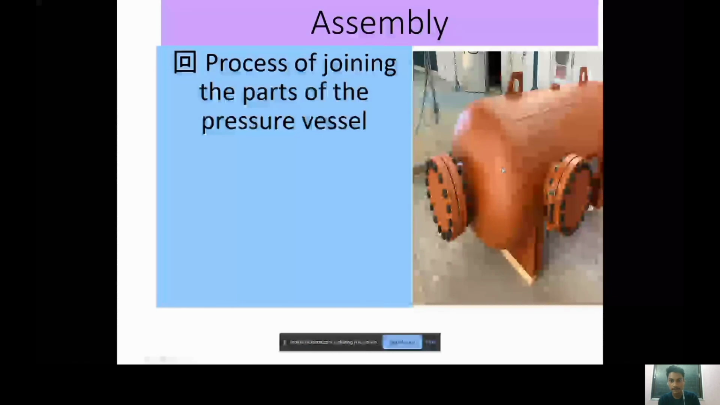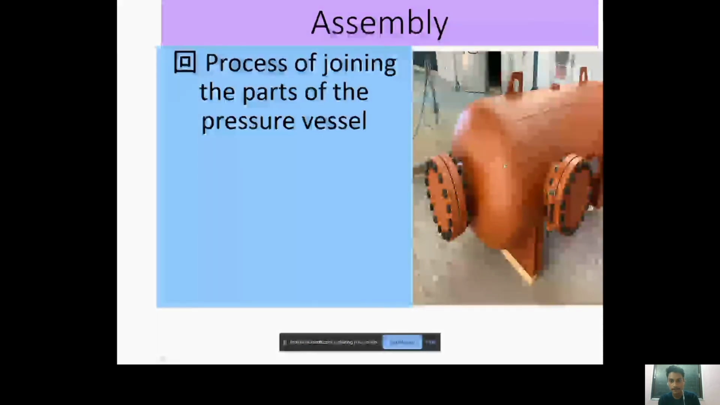This is assembly. This is a pressure vessel. For example, it is the process of joining the parts of the pressure vessel.